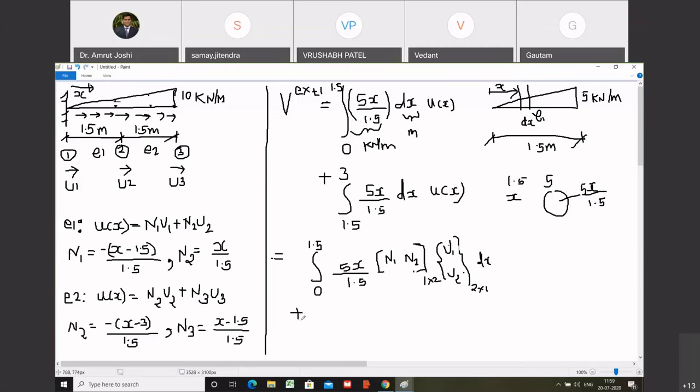Similarly, can I write this down for the second element? It will be 1.5 till 3, 5x upon 1.5. Agreed? Yes. Into n2 u2 plus n3 u3. So we can write it as n2 n3 times u2 u3. Agreed? Yes. Okay. I am not going to simplify this equation any further.